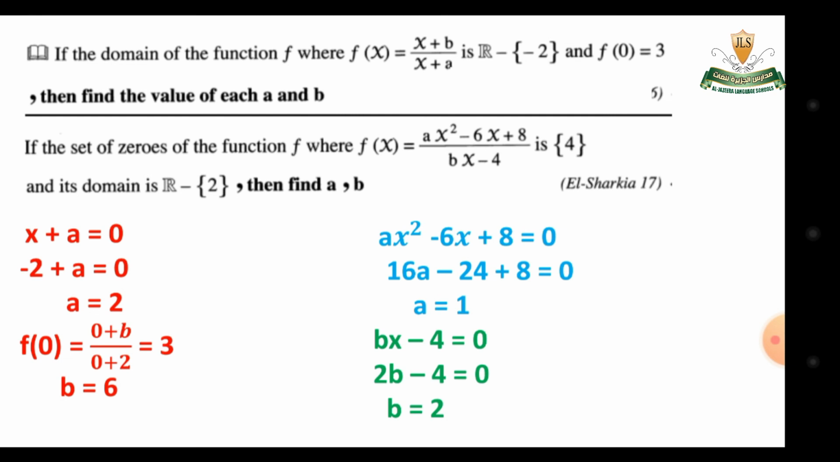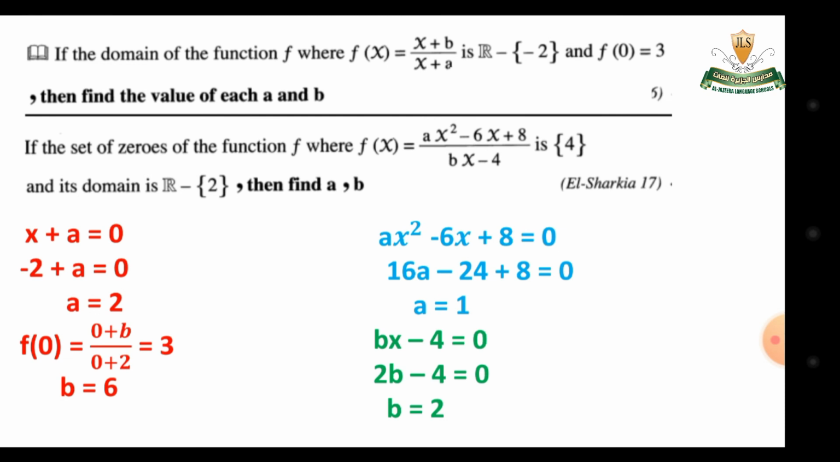Number 2. If the set of zeros of the function f(x) equals (ax power 2 minus 6x plus 8) over (bx minus 4) is {4}, and its domain is R except {2}, then find a, b. First, the value of x equals 4. We put x equals 4 up. We have ax power 2 minus 6x plus 8 equals 0. So we have 16a minus 24 plus 8 equals 0. From this equation, we get a equals 1.